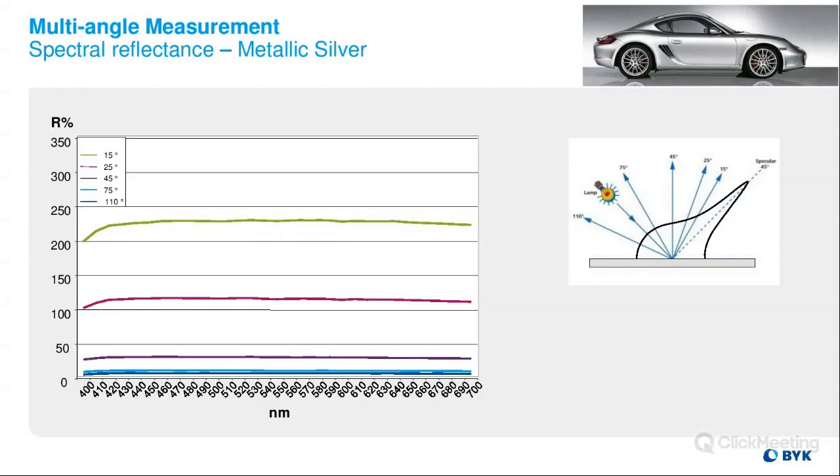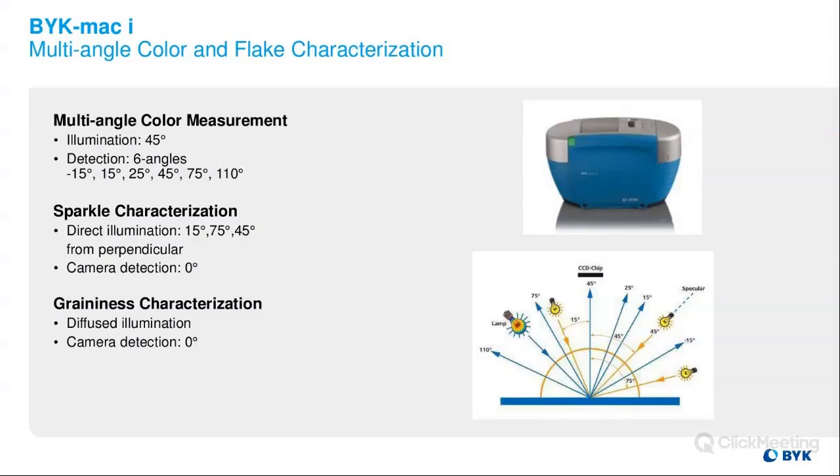And so here's another example of a metallic silver. This one is going to have a lot more of those effect pigments in it. You're going to see more drastic differences from angle to angle. So you really need a special instrument to measure this at various angles. And that for us is our BYK-mac i instrument, which measures color at 6 different angles. And it also does what we call flake characterization. So it can directly analyze those sparkly metallic pigments in the coating by doing sparkle characterization with 3 different illumination angles, as well as graininess characterization.